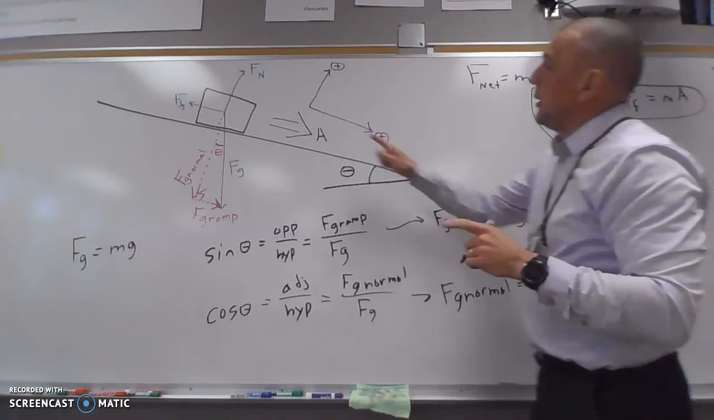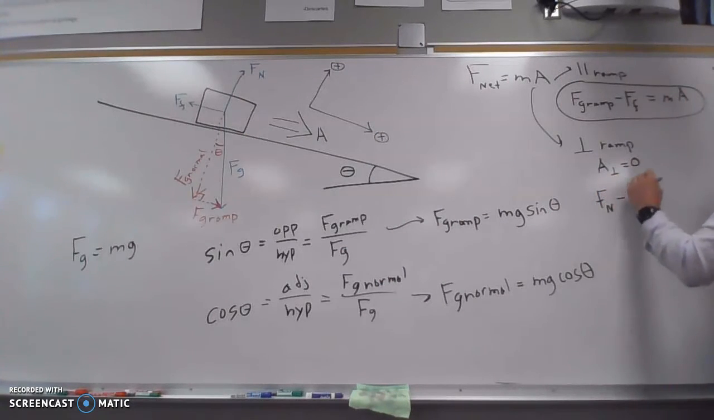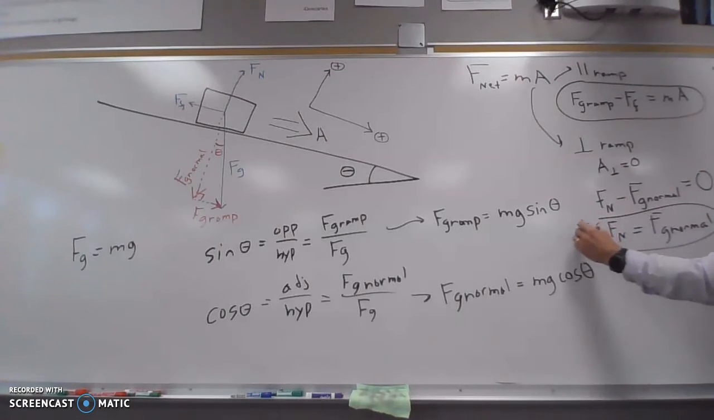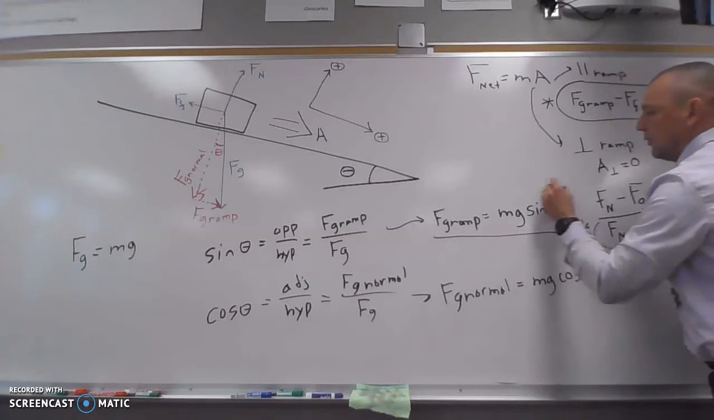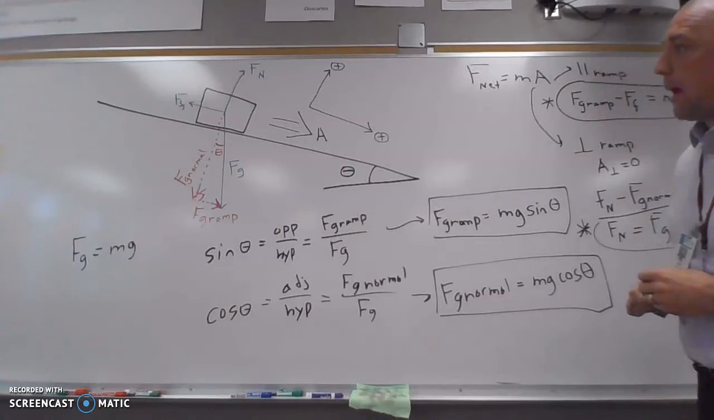And the net force here, I'll put F normal, because that's in the positive direction, minus the force of gravity in the normal direction. That's going to equal 0, because we have no acceleration in that direction. And so this simplifies out to the normal force is going to be equal to Fg normal. And this will also happen a lot. So we got two equations here that we're going to use a lot, along with these equations here too. And that's going to be the setup for all of our ramp problems.